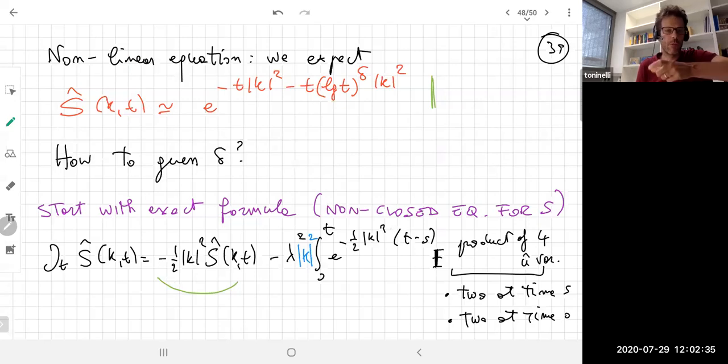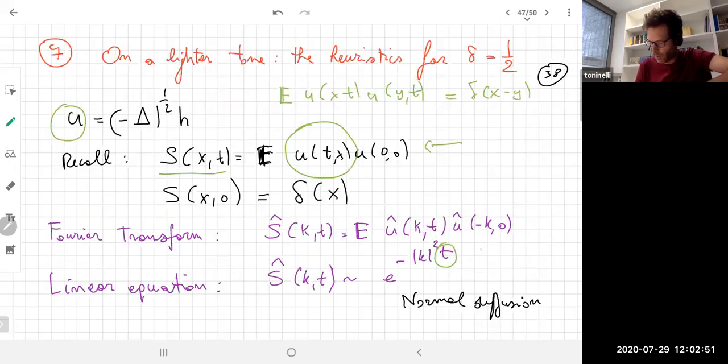This is the term that comes from the Laplacian, the term that you would get for the linear equation. And for the linear equation, that would be all. For the linear equation, this is all we would get. And then you have a closed equation for S. You solve it and you find what I've written here. So for the linear equation, that's it.